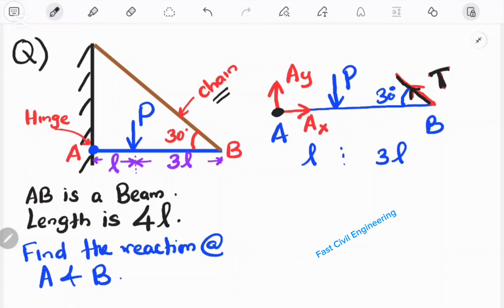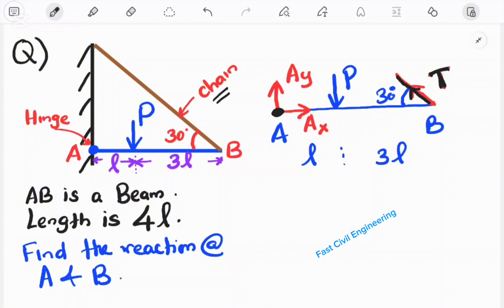A is a hinge support. Therefore, there is no moment, only two forces. For 2D analysis, two forces. For 3D analysis, three forces. Here, in 2D analysis, two forces are present. There are no moments. There are so many ways to solve this problem.